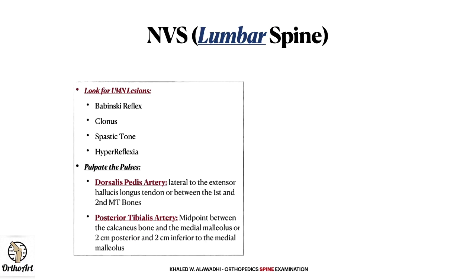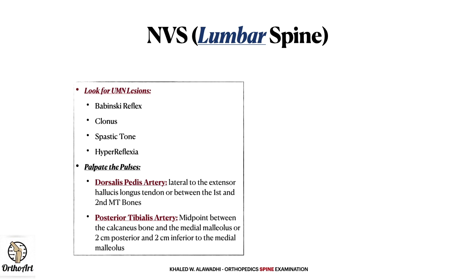Then you have to check the neurovascular status of the lumbar spine. So you have to check for Babinski's sign or reflex, clonus, spastic tone, and hyperreflexia. And also you have to palpate for the pulses. There are two important pulses we have to check. There's also an extra pulse, which is the popliteal artery. However, it's very difficult to palpate, so I'll not mention it now.